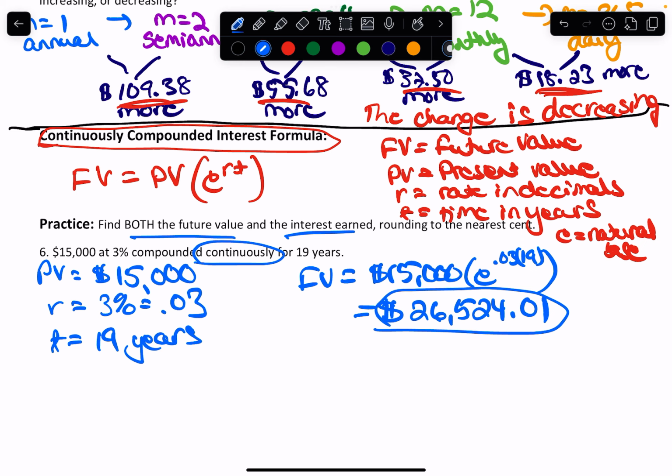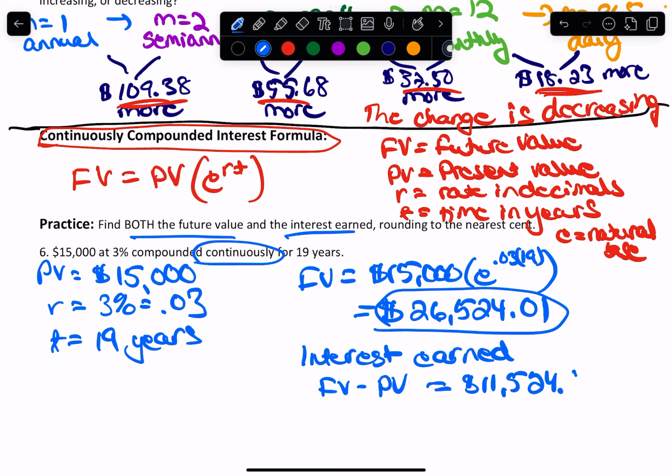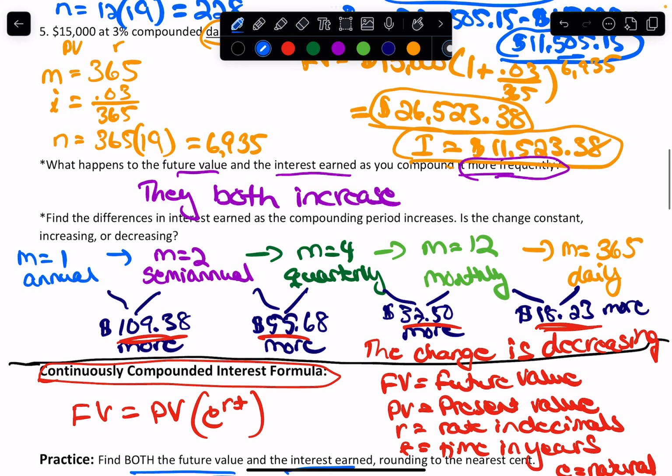Okay, interest earned, again, is the same thing. We're going to take that future value that we got and subtract the present value from it. And when we do that, we get $11,524.01. So if we go back here and look at what we got when it was daily compounded, it's almost the same. The continuous is a little bit more.